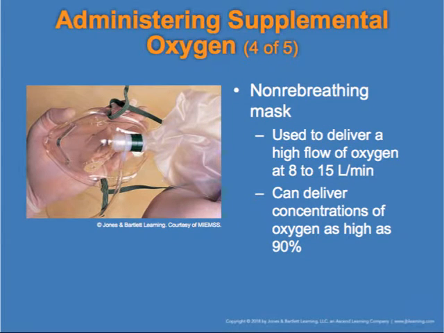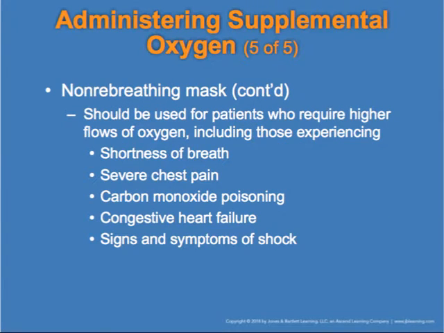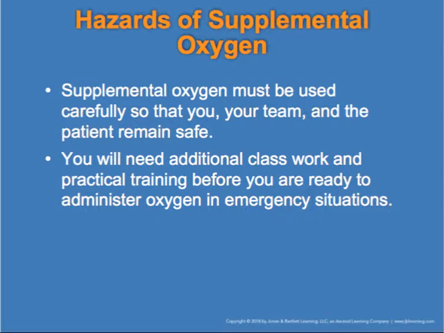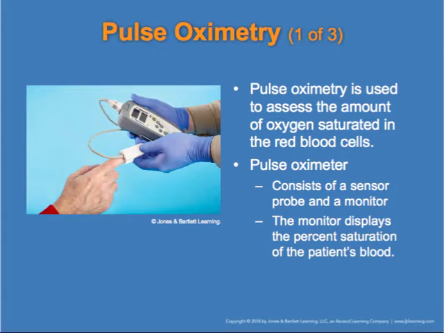A non-breathing mask is designed to deliver more oxygen to the patient than the nasal cannula. It can deliver concentrations as high as 90%, right? And it's used to deliver an oxygen flow of between 8 and 15 liters per minute. A non-breathing mask should be used on patients who require a lot of oxygen. People with shortness of breath, chest pain, carbon monoxide poisoning, maybe congestive heart failure, or signs of shock, right? That supplemental oxygen must be used carefully so that you and the patient remain safe, right? You'll talk a little bit in class about how to deal with oxygen safely.